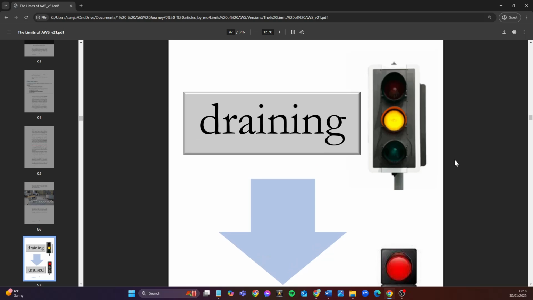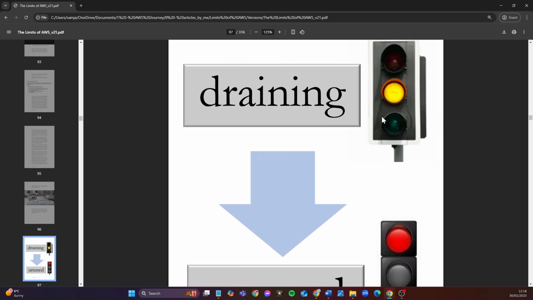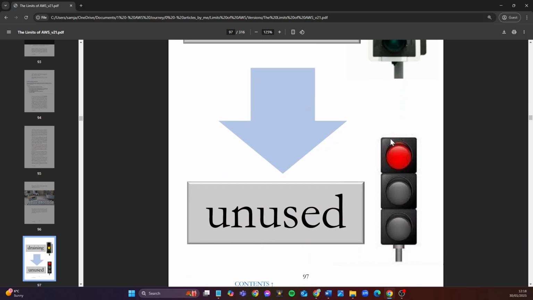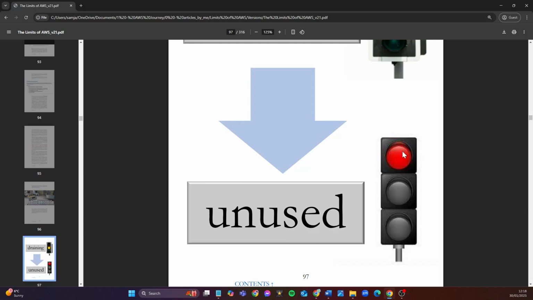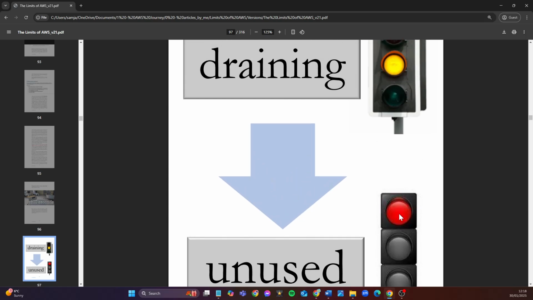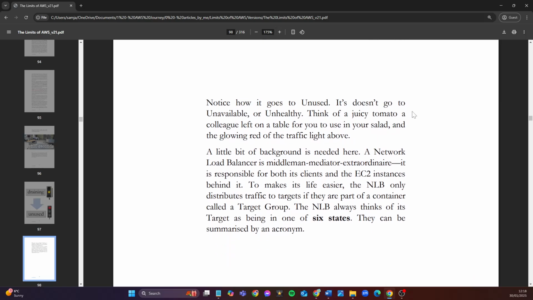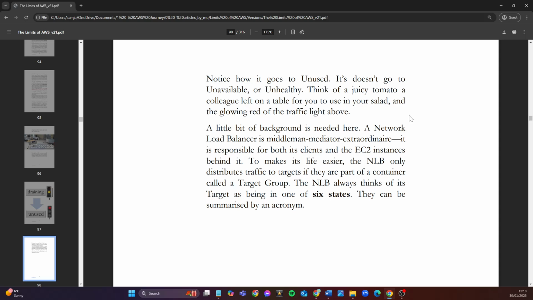Draining, unused. These are two different states. So draining, you can think of as like the state that the cars are in when the traffic lights on the road show amber. Okay, you can go through, but we're trying to transition things to a stopped state, whereas with red, you're not allowed to drive past a red signal. That is an offence, but driving past an amber signal is not an offence. You will be given a penalty sometimes if you drive through a red signal. So this is how I think of draining and unused, the two states. Notice how it goes to unused. So it doesn't go to unavailable or unhealthy, unused. Think of a juicy tomato that a colleague left on a table for you to use in your salad, and the glowing red of the traffic light above.